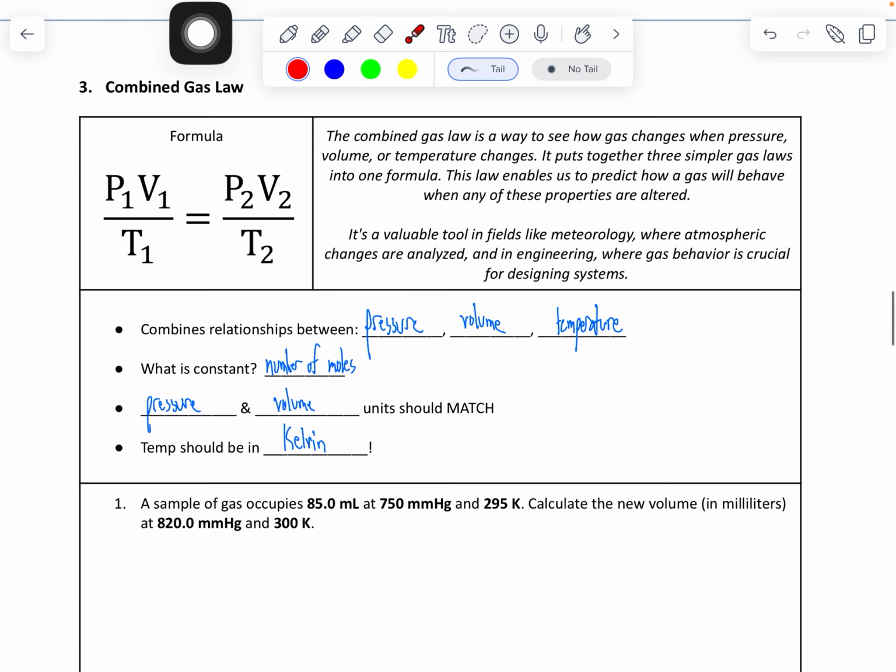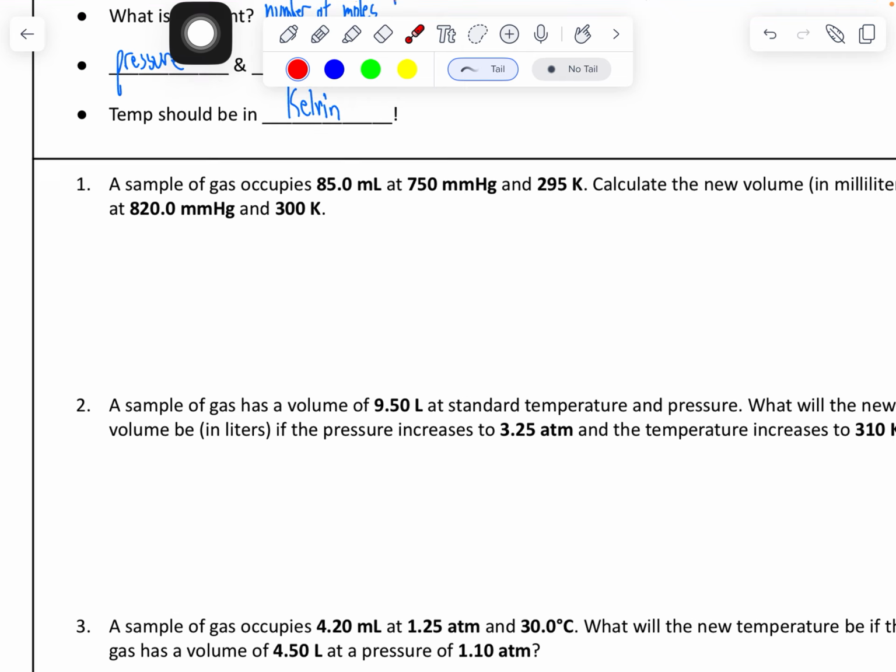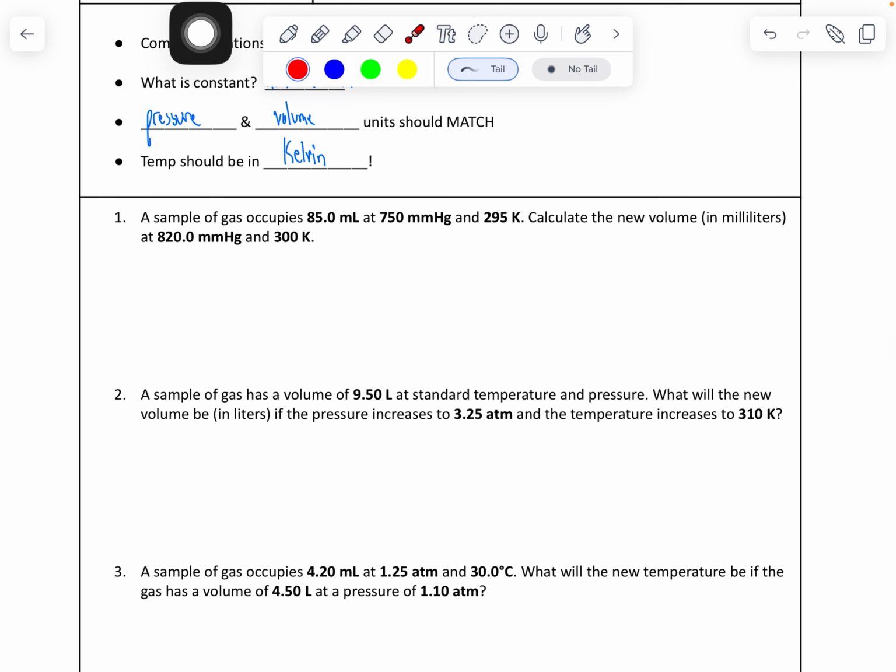Let's try a few examples. Number 1. Sample of gas occupies 85 milliliters at 750 millimeters of mercury and 295 degrees Kelvin. Calculate the new volume in milliliters at 820 millimeters of mercury and 300 Kelvin. Okay, so what we are going to be doing is we are always going to start out and identify what do we start with and what do we end with. So let's write out a section where we start and a section where we end.